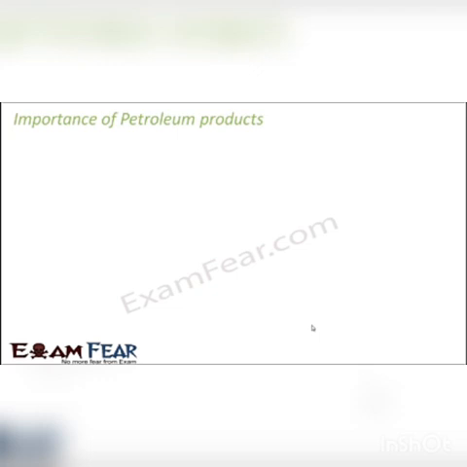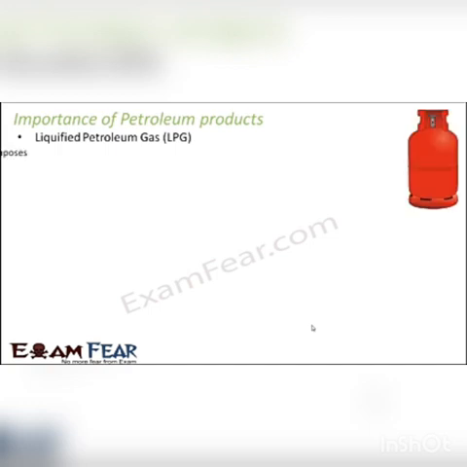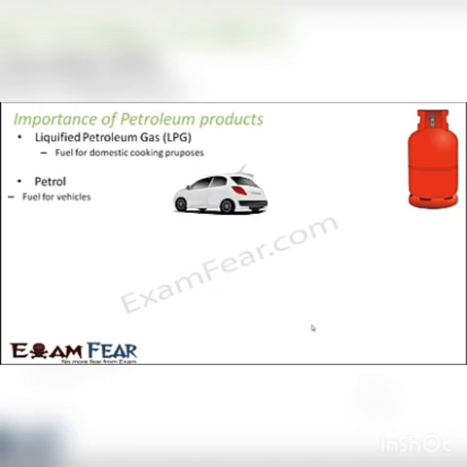So now let us quickly look at the importance of the various petroleum products. We will start with LPG, that is liquefied petroleum gas. It is a fuel which is used for domestic cooking purposes. As you would have seen, inside your cylinders you have LPG. Petrol is a fuel for vehicles, so mostly your cars and bikes run on petrol. It is also used as a solvent for dry cleaning. So that way also it helps.